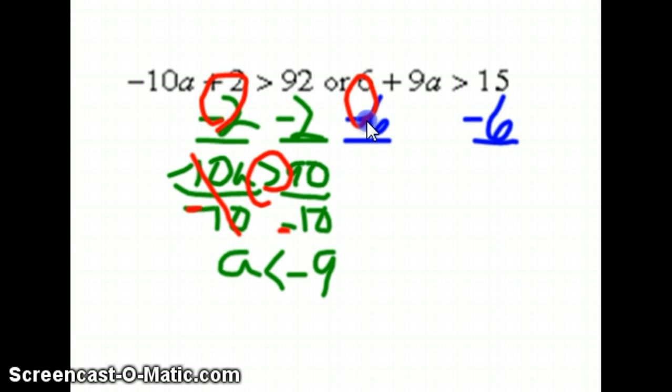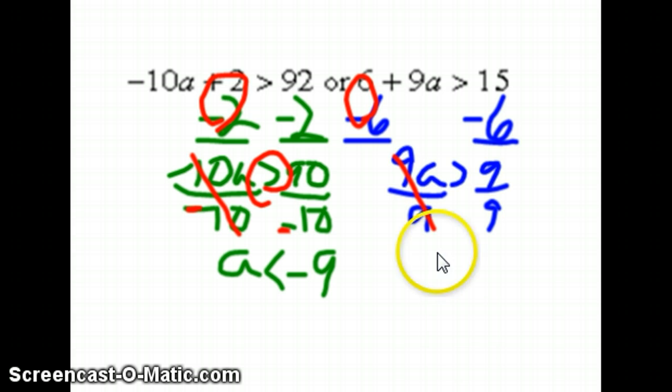This 6 minus 6 here makes 0. So all we're left with on the left side now is 9a is greater than 15 minus 6, which is 9. And with 9a, the operation there is multiplication, so we do the inverse, which is division, and I divide both sides by 9. And 9 divided by 9, right here, is 1, so I'm left with just a is greater than 9 divided by 9, which is 1. So those are the two parts of my inequality.